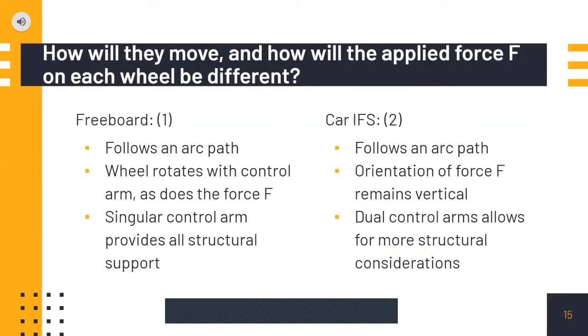Now, how will each suspension system move when a force is applied? In our Freeboard system, the wheel follows an arc path and also rotates with the control arm, as does the force. The singular control arm provides all the structural support the design needs. In the independent front suspension, it also follows an arc path, but the orientation of the force remains in the vertical direction. Dual control arms allow for more structural considerations, though, in our calculations.